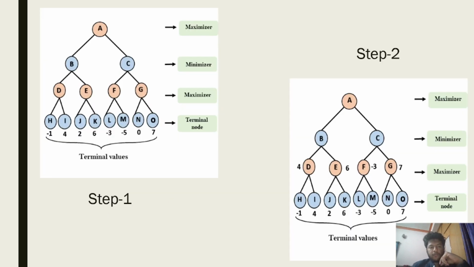So these are the following steps, wherein you can see in step 1 we have the terminal nodes that are HIJK, LMNO, where we have the values from -1 to 7, and we have the maximizer nodes that are DEFG. As we just discussed, in step 1 the maximizer will try to get the maximum value. So out of this, for the D node, the maximum value is taken from I, that is 4. As you can see, step 1 is the initial game tree and step 2 is the next step, and you can see that the maximum values are taken from the terminal nodes into the maximizer nodes.